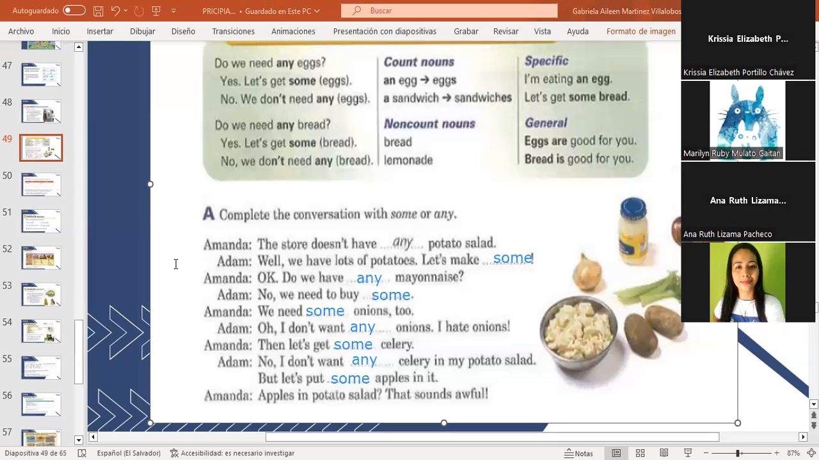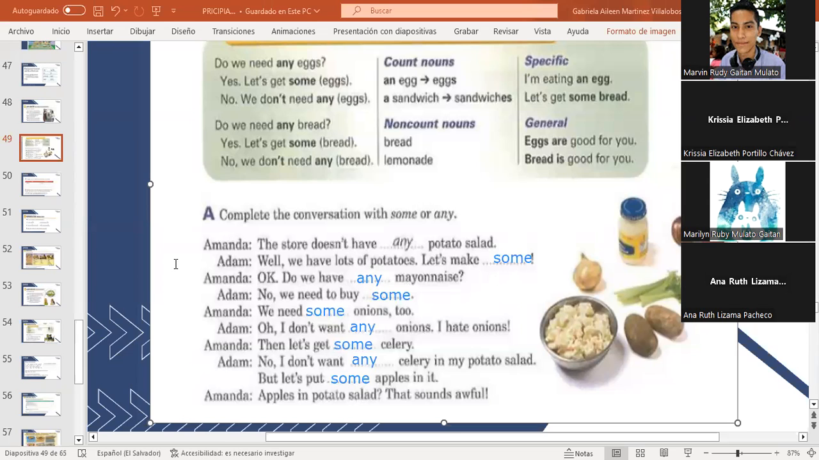Yes. Okay. Do it. The store doesn't have any potato salad. Well, we have lots of potatoes. Let's make some. Okay, do we have any mayonnaise? No, we need to buy some. We need some onions too? No, I don't want any onions. I hate onions. Then let's get some celery. Celery. No, I don't want any celery in my potato salad, but let's put some apples in it. Apples in potato salad. That sounds awful? Awful, yes. Okay, thank you. Okay, let's go to the rooms and let's practice.